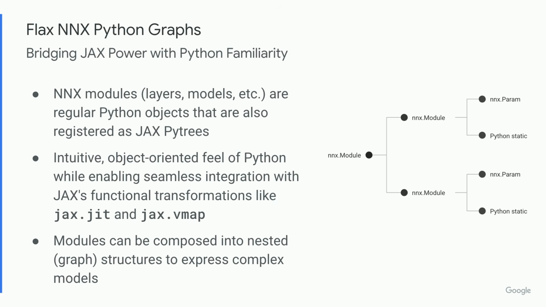NNX modules are not just Python objects, they are also fully fledged JAX PyTrees. This is the magic that bridges the two worlds. You get the intuitive, object-oriented experience of Python with NNX, where you can mutate state and share layers just like in PyTorch, while also getting seamless native integration with JAX's powerful function transformations like jax.jit and jax.vmap. You no longer have to choose between an easy-to-use object model and a powerful functional backend. NNX gives you both.